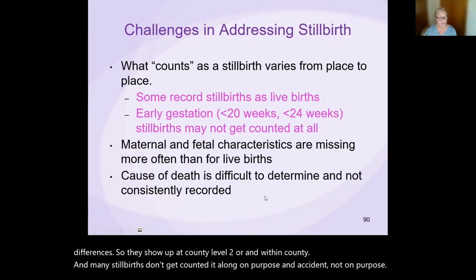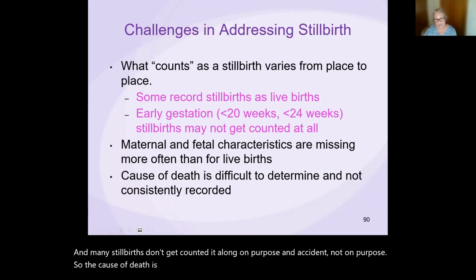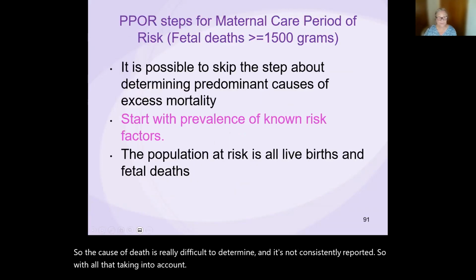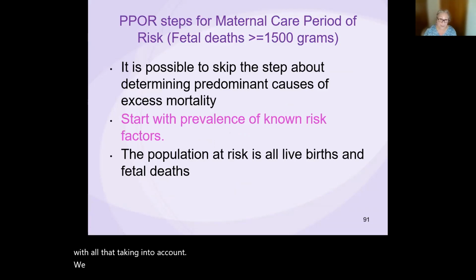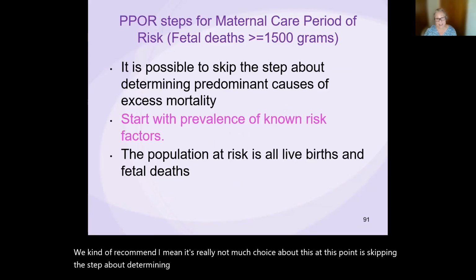So the cause of death is really difficult to determine, and it's not consistently reported. So with all that taken into account, we recommend, I mean, there's really not much choice about this at this point, skipping the step about determining the predominant cause and going right to this step about prevalence of the known risk factors.